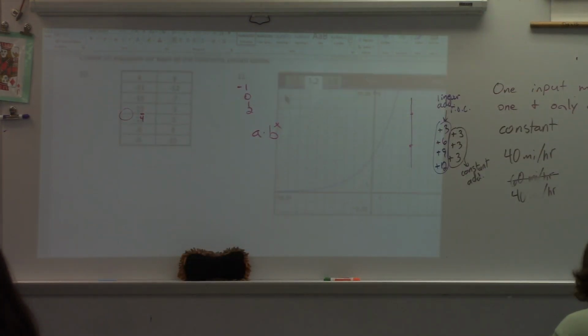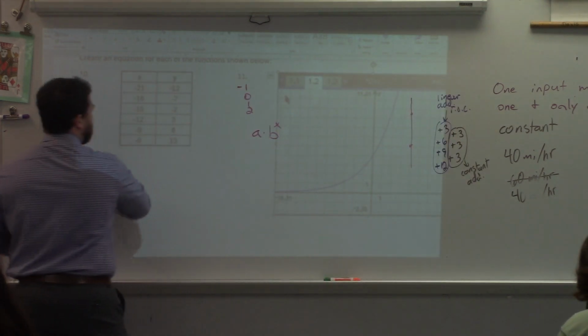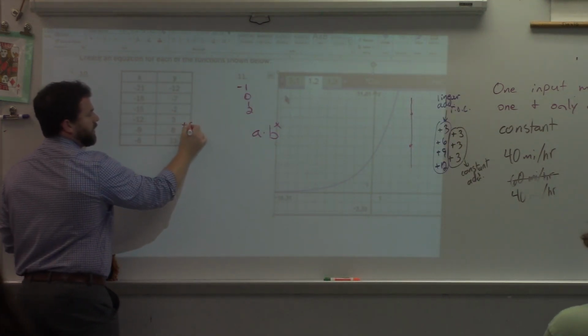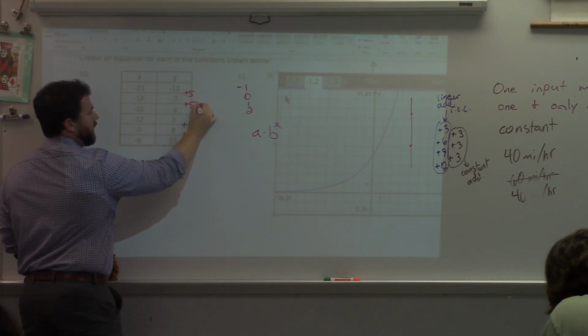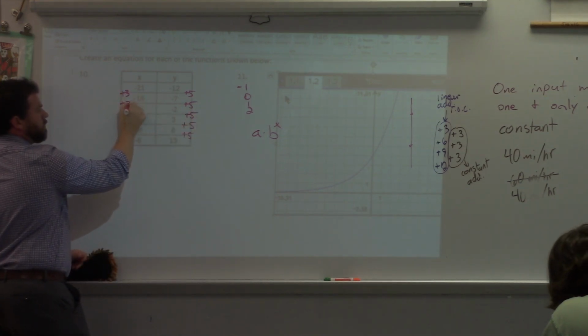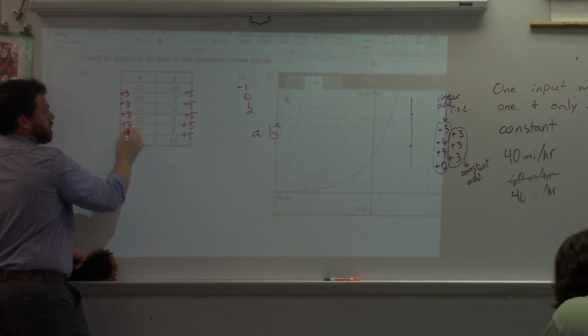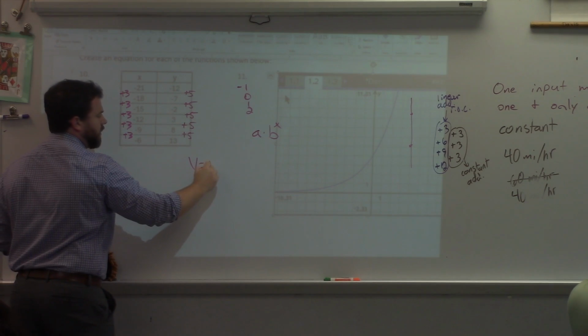So looking at number 10, what do we see happening here? That's linear. Be careful, it's not minus 5. Plus 5. Notice it's increasing this way, isn't it? When it's getting less negative, it's adding. What's happening to my x? +3. +3, yeah. And so I know immediately, hey, that's linear.